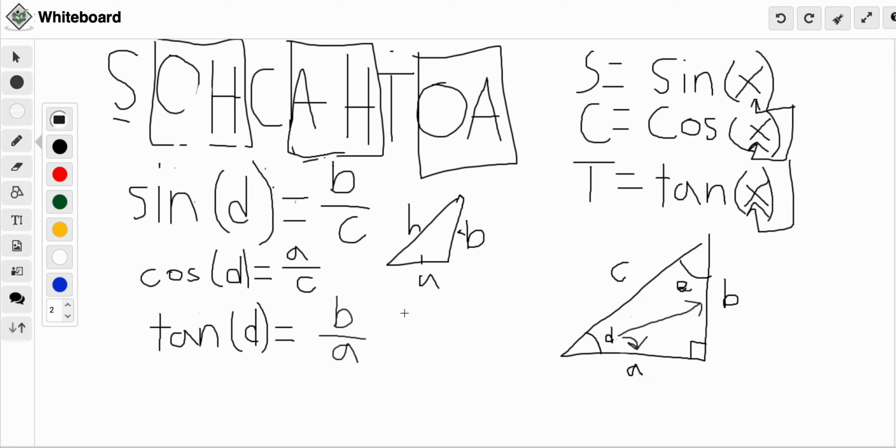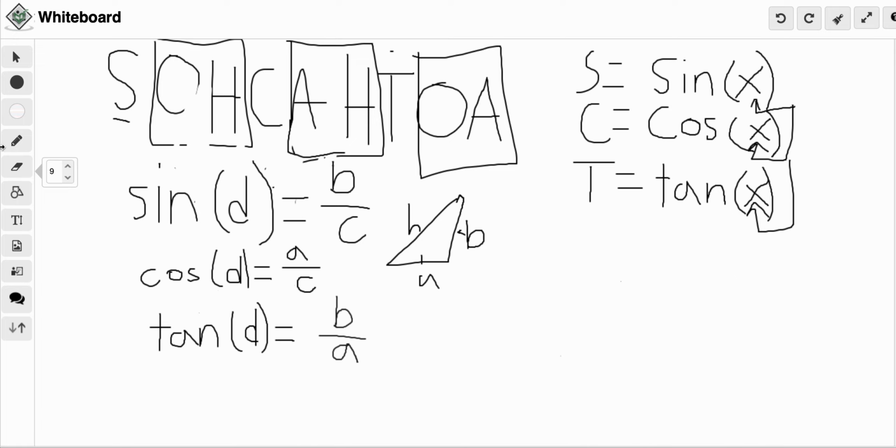right? So that's what all of these functions are equal to in a right triangle. You can use this little word here to help you with that. SohCahToa. Sine, opposite over hypotenuse. Cosine, adjacent over hypotenuse. And tangent, opposite over adjacent. Now, let's try a practice problem.